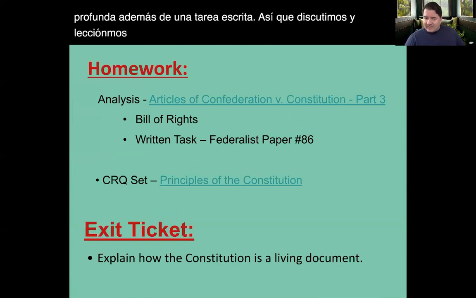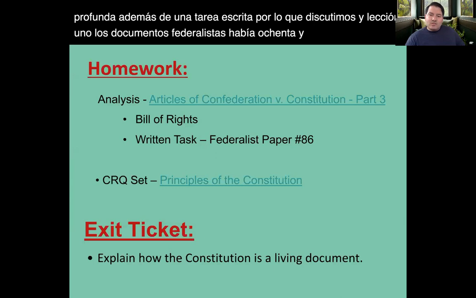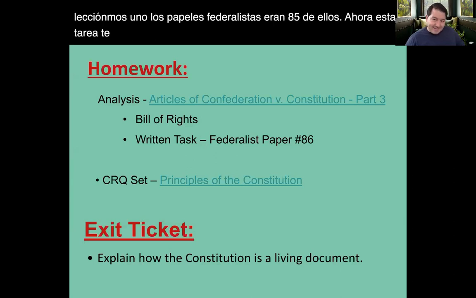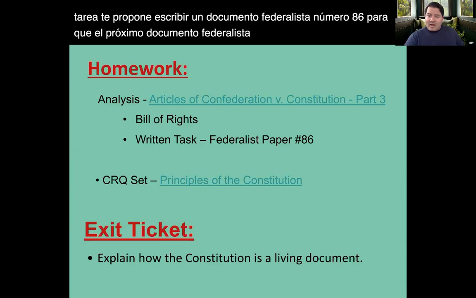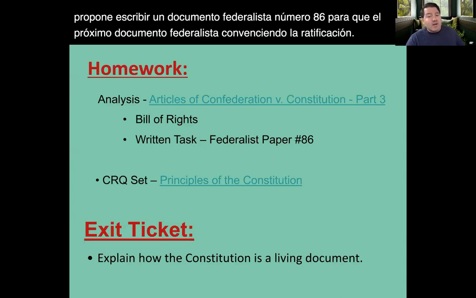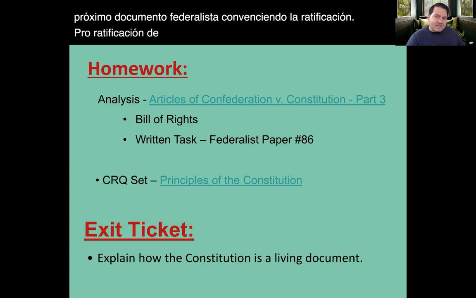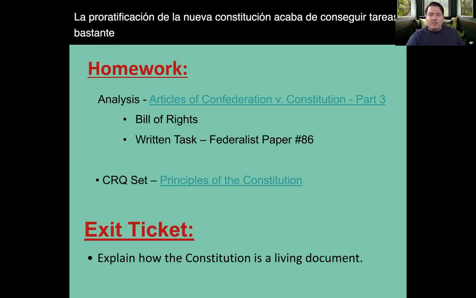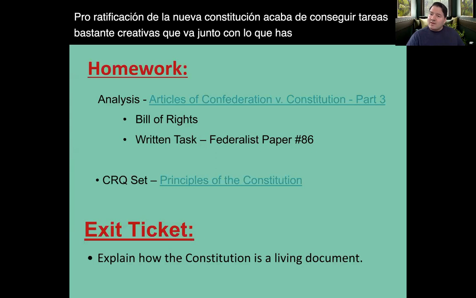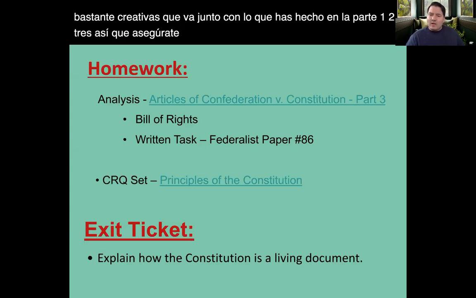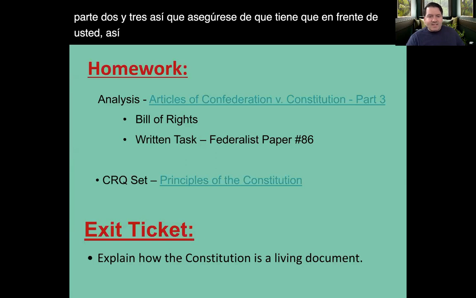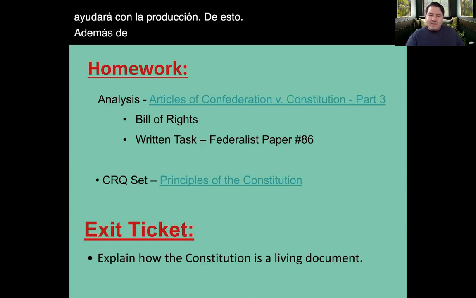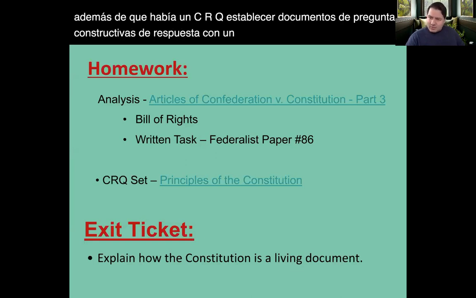There were 85 of them. Now, this task proposes you to write Federalist Paper number 86, that next Federalist Paper convincing, pro-ratification, of this new Constitution. So it's a pretty creative task that goes along with what you've done in parts 1, 2, and 3. So make sure you have that in front of you as well, because that will help with the production of this. In addition to that, there is a CRQ set, constructed response questions, documents with a couple of questions attached to them. That is also linked here as well.